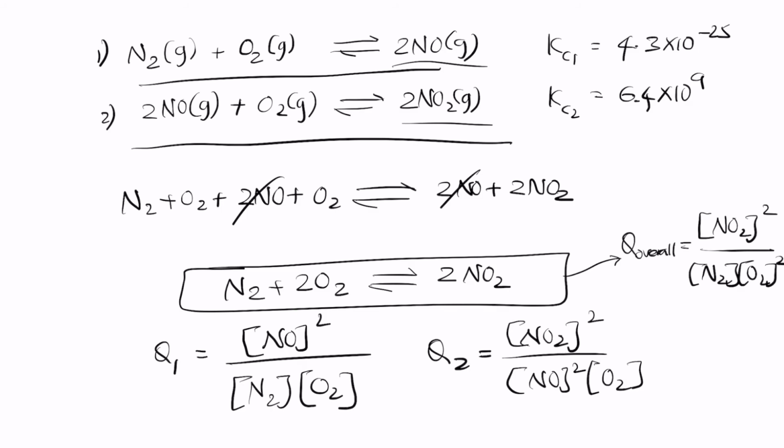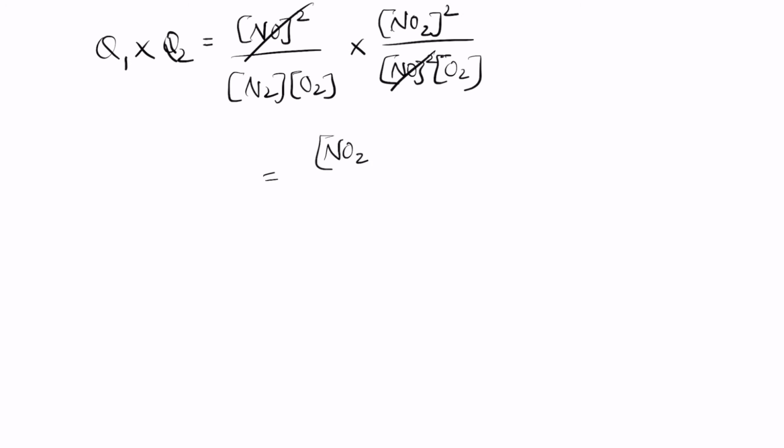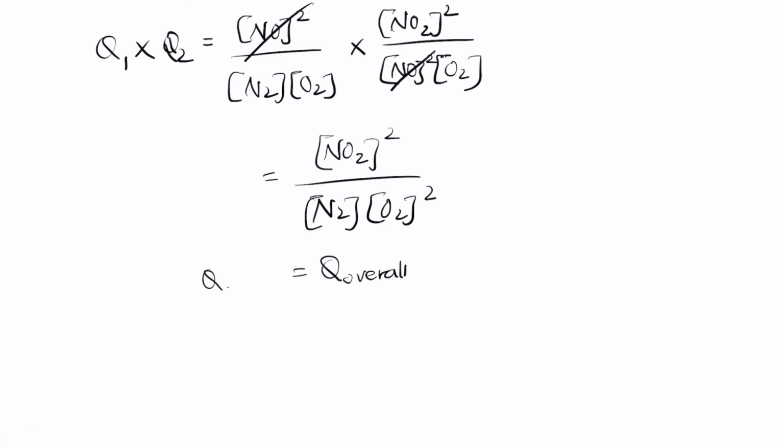So first thing that we need to do is, we know that to actually write the value, we have to find Q1 times Q2, if that is true. So what is Q1 given as? So you have NO square over N2 times O2, times NO2 square over NO square times O2. So NO square gets cancelled. You get NO2 square over N2 times O2 becomes O2 square. Now notice that this value exactly is the same as Q overall. So we can write that this is true.